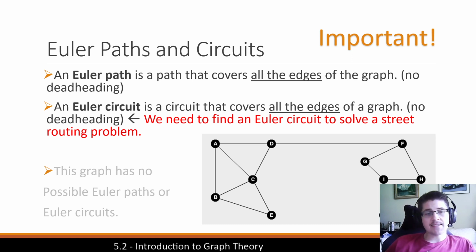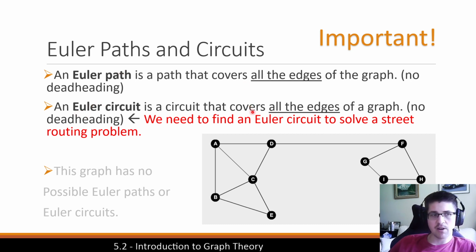But an Euler path is a path that covers all the edges of the graph. So again, it has the same connotation as the term path, which I was mentioning. But notice, basically, it's a complete path, which has to cover every single edge. Also, it's important that deadheading is not allowed because that was built into the definition of what a path was. And the same goes for a circuit. An Euler circuit is a circuit that covers all the edges of a graph, again, assuming no deadheading.